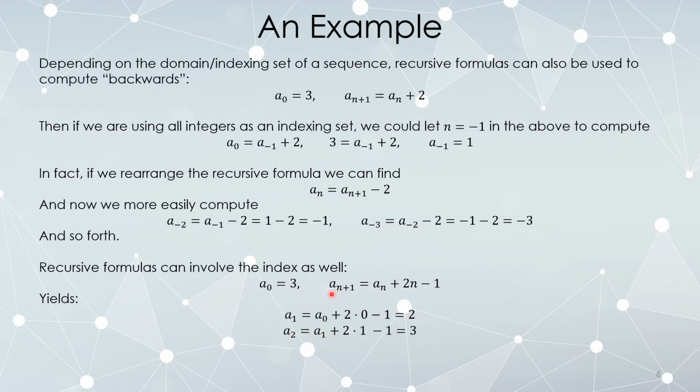Letting n equal 1 gives me a sub 2 equals a sub 1 plus 2 times 1 minus 1. We already computed that a sub 1 is 2. So putting a 2 here, I get 2 plus 2 minus 1, aka 3. If I let n equal 2, a sub 3 equals a sub 2 plus 2 times 2 minus 1. We've computed that a sub 2 equals 3. 3 plus 2 times 2 minus 1 overall gives me a 6. And then continuing forth, we would get, for example, a sub 4 equals 11.